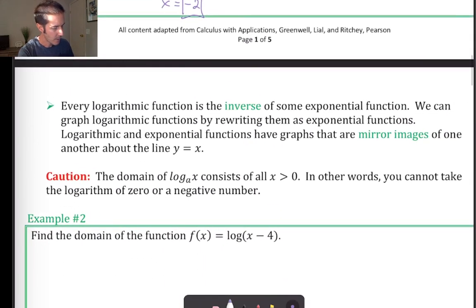There's a lot of information on this page. Normally we don't like to read this stuff, but I'm telling you, this is good stuff. Every logarithmic function is the inverse of an exponential function.